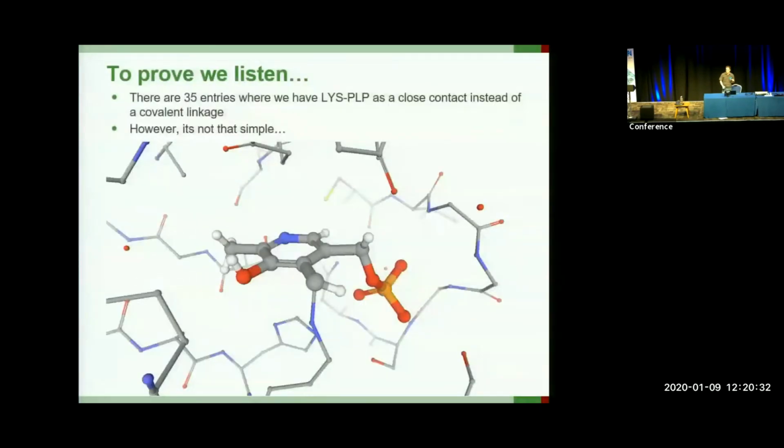Just to prove we're listening to you, I added this just earlier. So LYS PLP, we do have 35 entries that are missing a linkage, and they have a close contact instead of a link. It's not that simple to fix them though, because I don't know what this is doing here. And we have other bits where we have things a bit strange. So we expect odd things to find when we look at these data. And we've got most of these that are missing links. I didn't show them here, but this geometry here of this ring is not flat and it's been pushed away. So the link is too long.